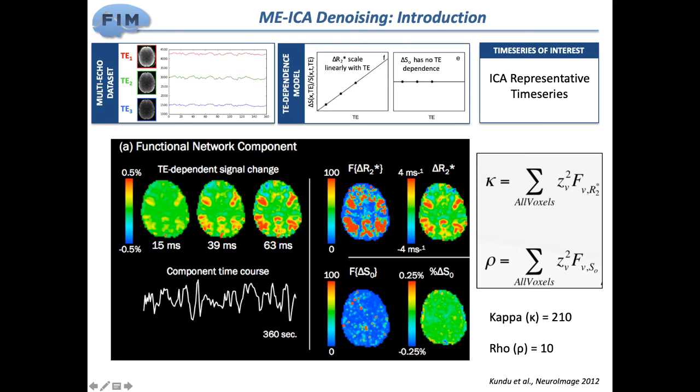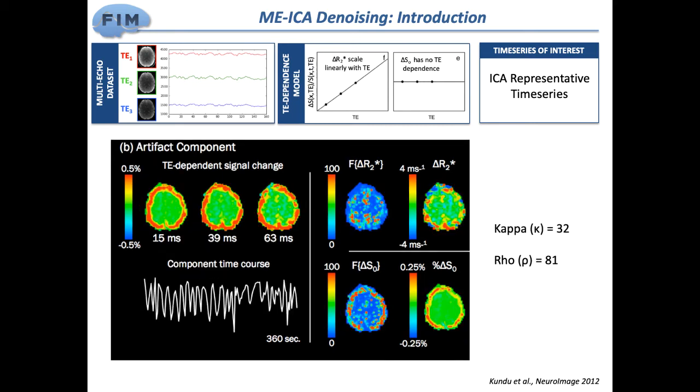So if you fit this signal to the S0 model and you say how much of the signal is constant across echo time, for this component we see a fairly flat map. And we see that not much fits over here either. And in this specific case, kappa is really high and rho is fairly low. So likely this component is contributed more by the R2 star signal we want to keep than the S0, or rho, signal that we want to get rid of.